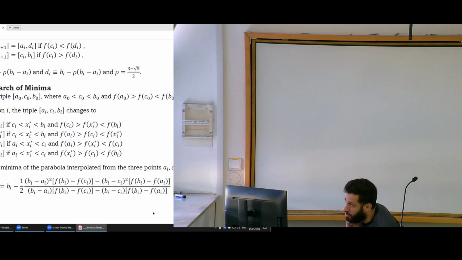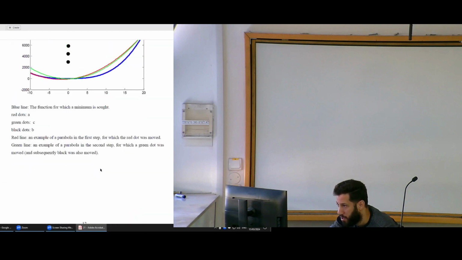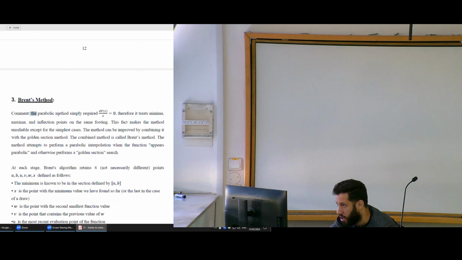Okay, yes, thank you. And this is a problem of it that I've explained and written here. So the parabolic method simply requires that the derivative of the function is zero. So it treats minima and maximum and inflection points the same.